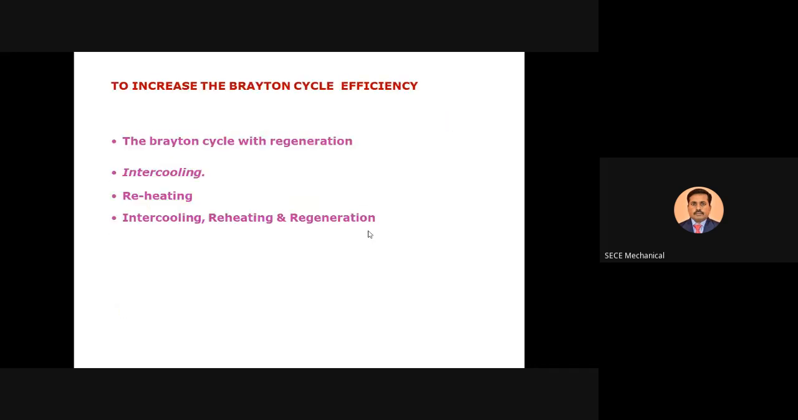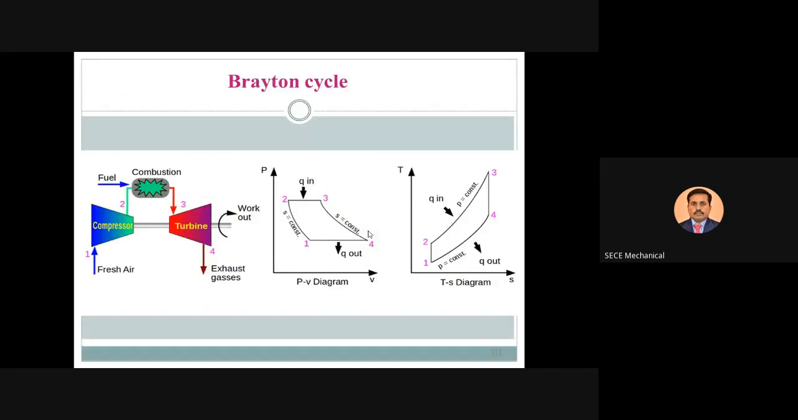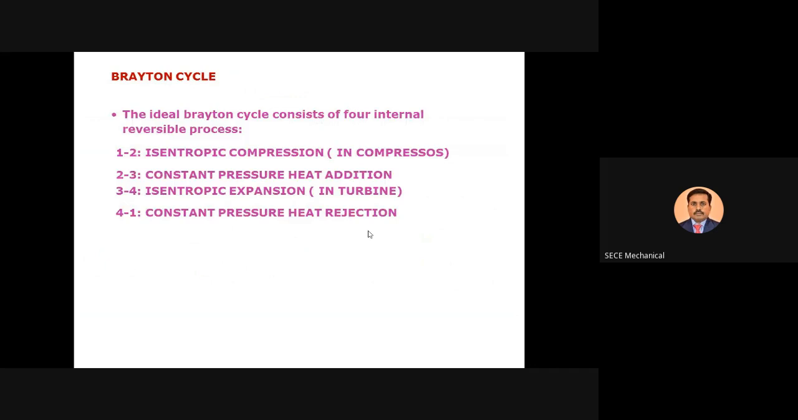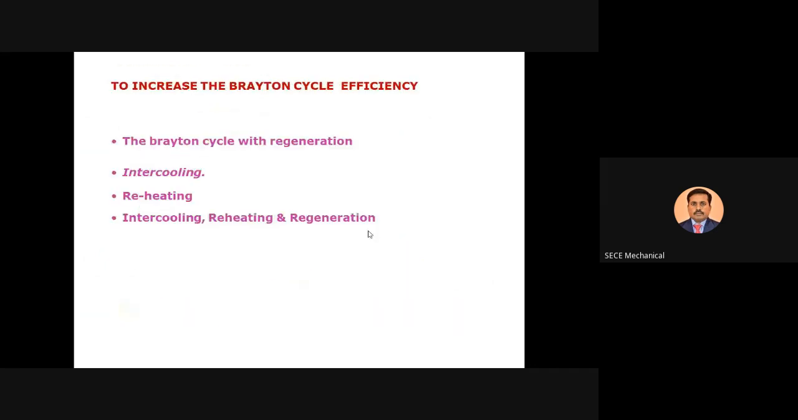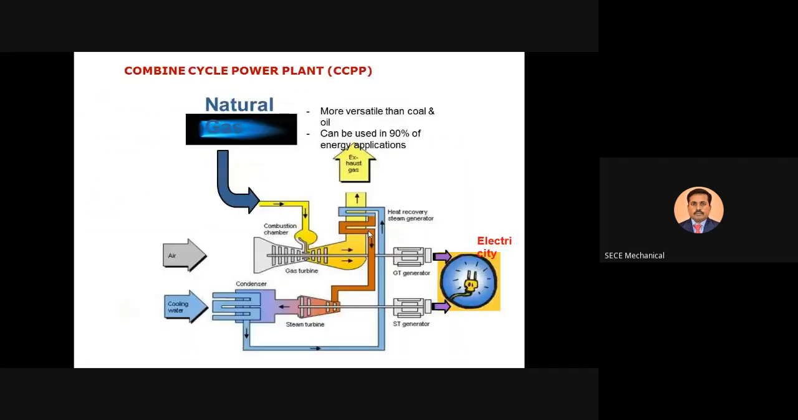So what I'm trying to say is, if we combine both cycles, that is the Brayton cycle and the Rankine cycle, we can produce a maximum amount of power. That is called a combined cycle plant. Up to this, do you have any doubt? What is meant by combined cycle? Anyone?